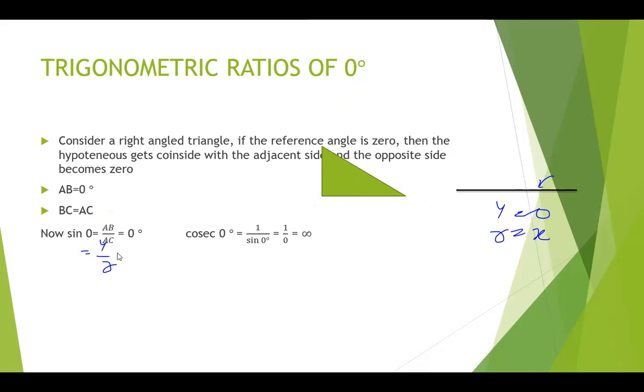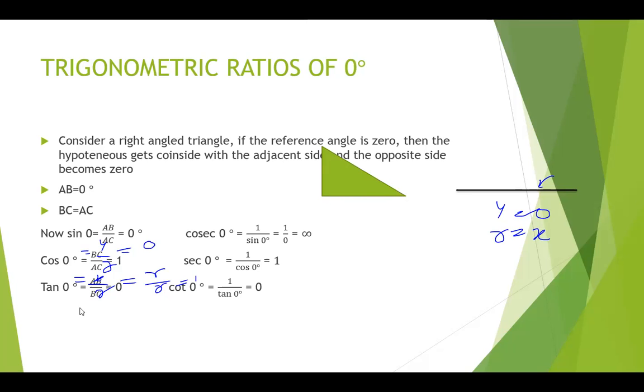Then sine 0 is y by r. Y is 0 means 0 divided by anything. Sine 0 is 0. For cos 0, cos is the ratio of adjacent side to hypotenuse. What is our adjacent side? It is r or x like that. R divided by, this is also r I take, then r by r, cos 0 becomes equal to 1.